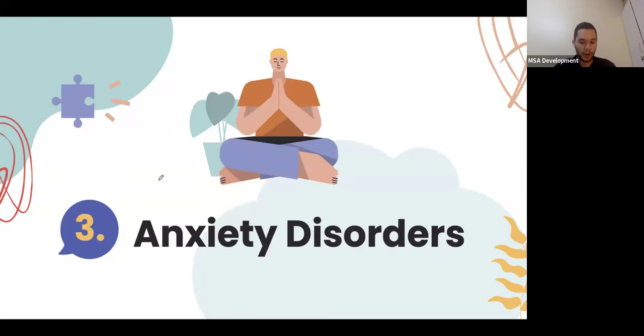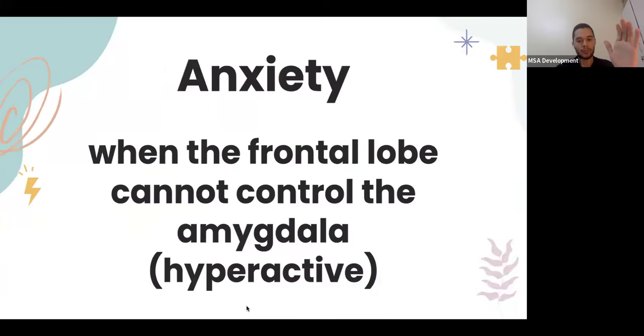Now, for anxiety disorders, we need to know something. What happens is that your frontal lobe is no longer working. Why? For some reason, your frontal lobe stops working and it affects, and what did we say the importance of the frontal lobe is? It's to control your limbic system. So if your frontal lobe is no longer controlling your limbic system becomes hyperactive and it starts firing a lot. What does this do? It causes anxiety.